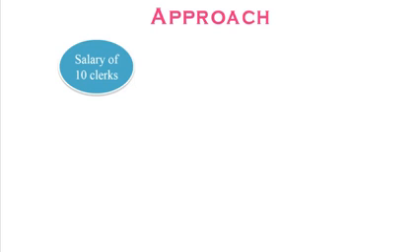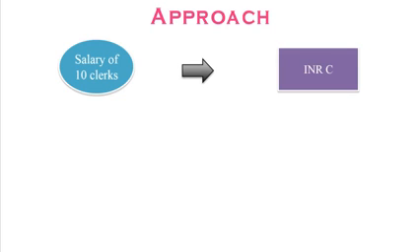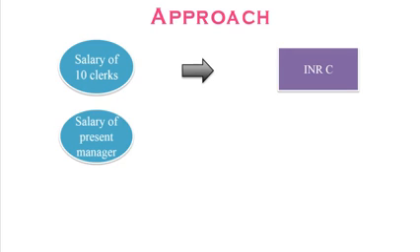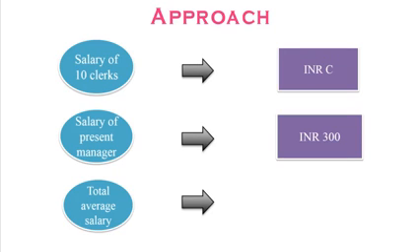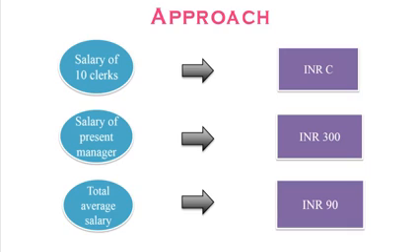So what is given? Salary of 10 clerks. So it's not given. Salary of 10 clerks is not given. So we assume it as C Indian rupees. Okay, just any variable, we are taking it as C. Now what is the salary of the present manager? That is given. It is 300 rupees. So the total average salary that is also given. It is 90 rupees.